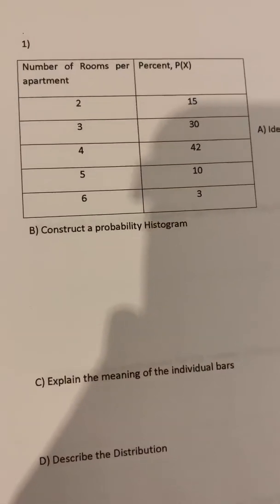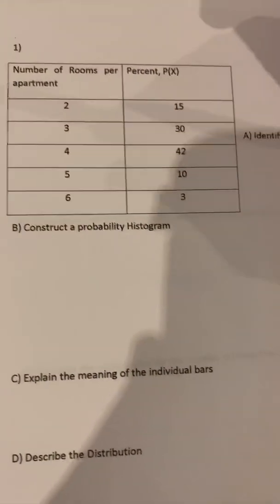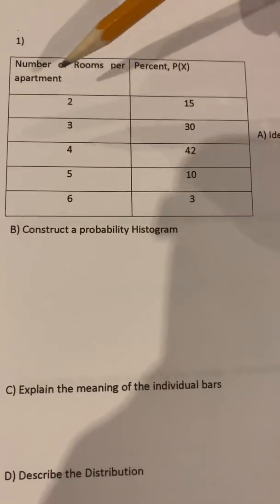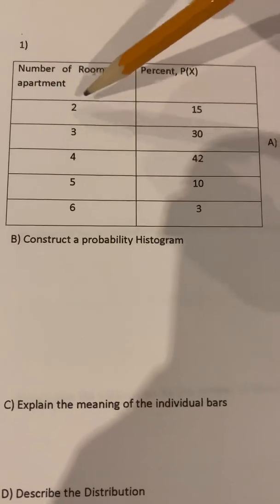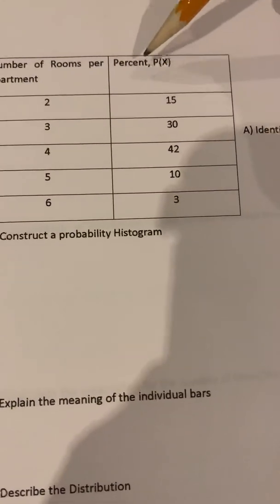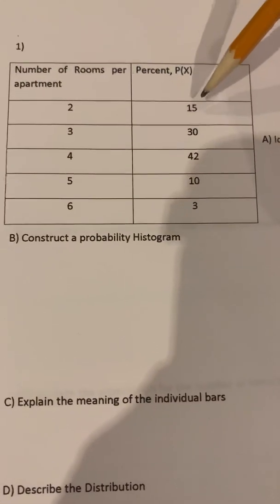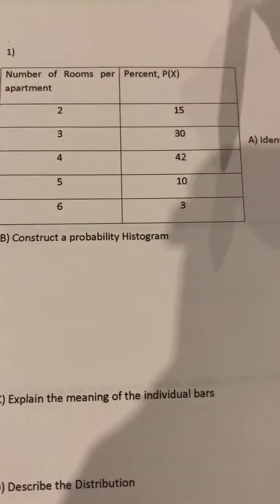Okay, on to the questions. Okay, number one, we have a chart here that shows the number of rooms per apartment. So we have 2 rooms, 3 rooms, 4, 5, or 6. They're not necessarily bedrooms, but just rooms in general. Okay, and we have the percent of apartments that have these number of rooms.